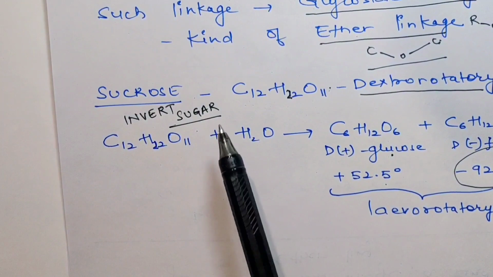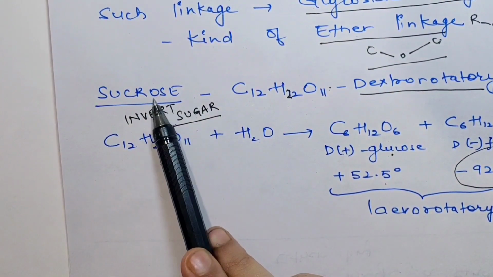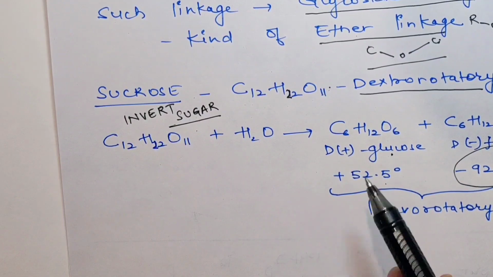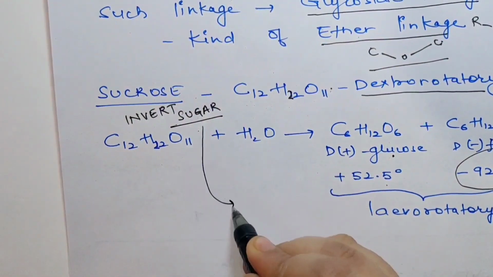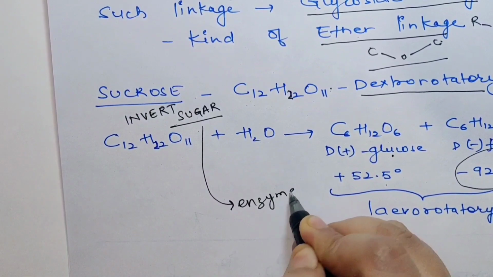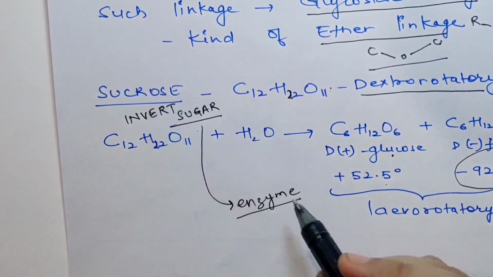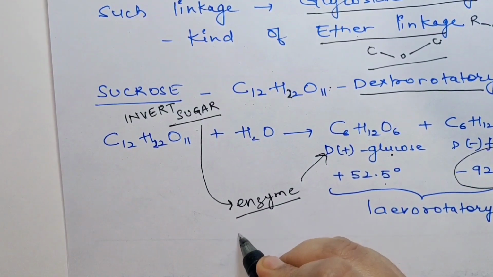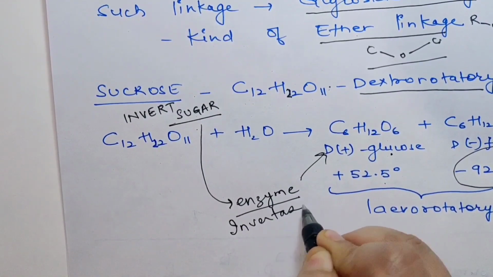And in biological systems, when invert sugar, that is sucrose, is broken into glucose and fructose, it is done so by an enzyme called invertase. The enzyme which acts upon invert sugar, that is sucrose, in biological systems to give you the same products is called invertase.